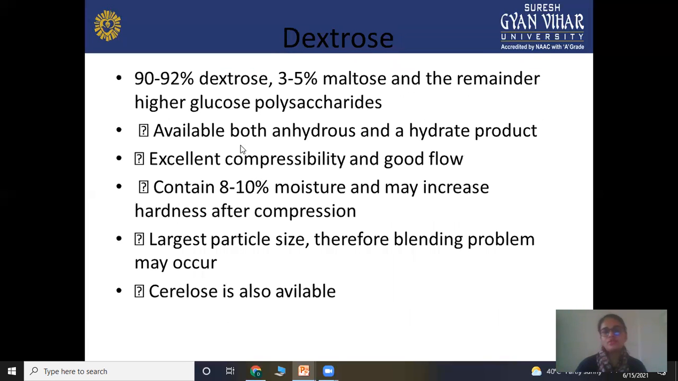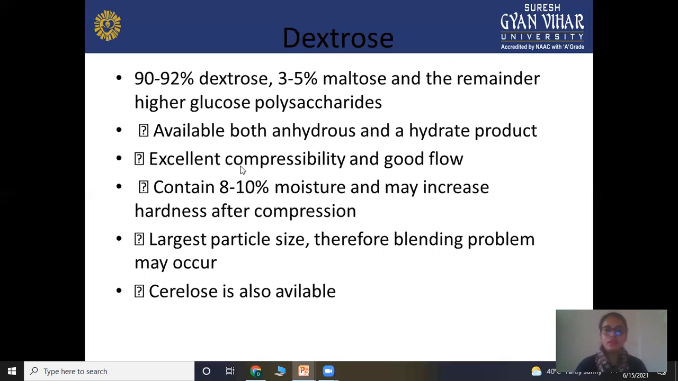Next is dextrose. Dextrose is 90 to 92% dextrose, 3 to 5% maltose, and the remainder higher glucose polysaccharides. It is a combination of different sweetening agents. You can take 90 to 92% dextrose, 3 to 4% maltose, and the remaining concentration is glucose polysaccharides. Dextrose is available in both hydrated and unhydrated forms, and due to its excellent compressibility and good properties, it is mainly used.